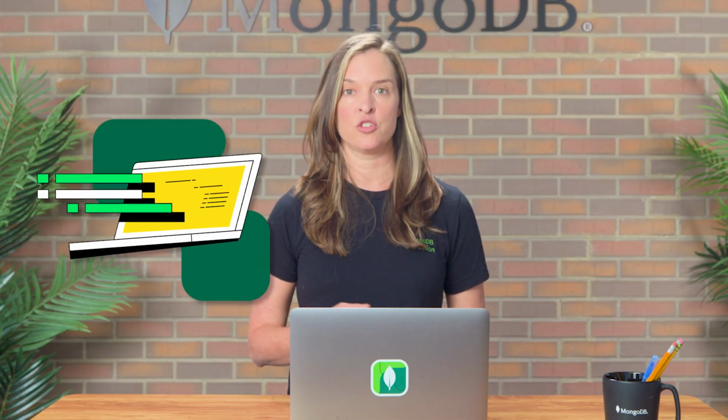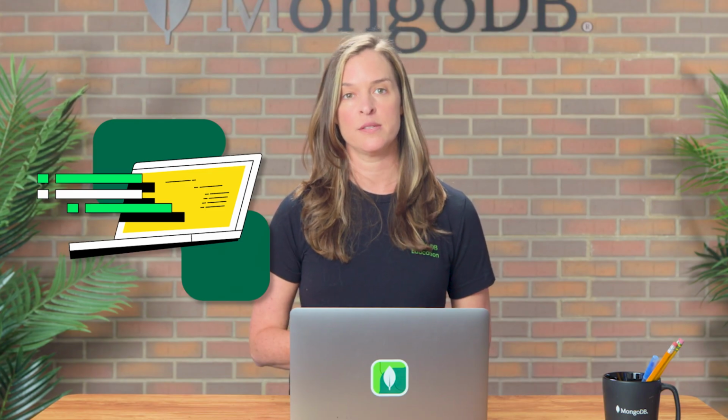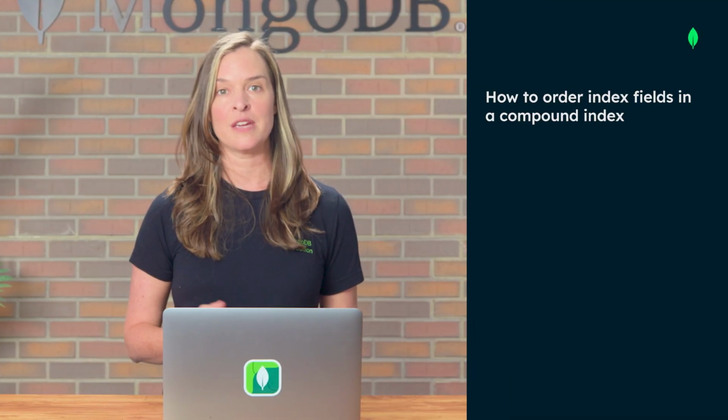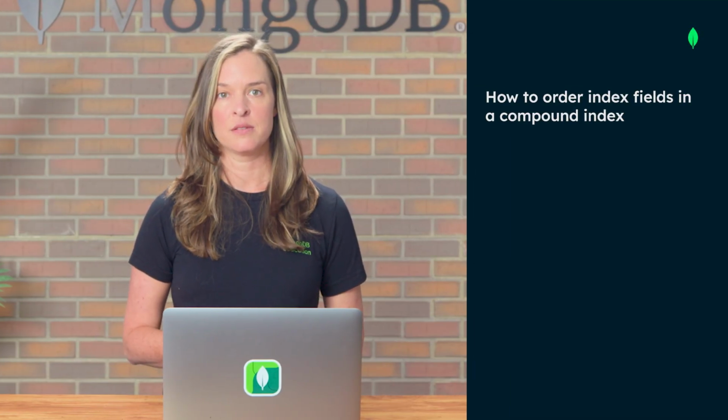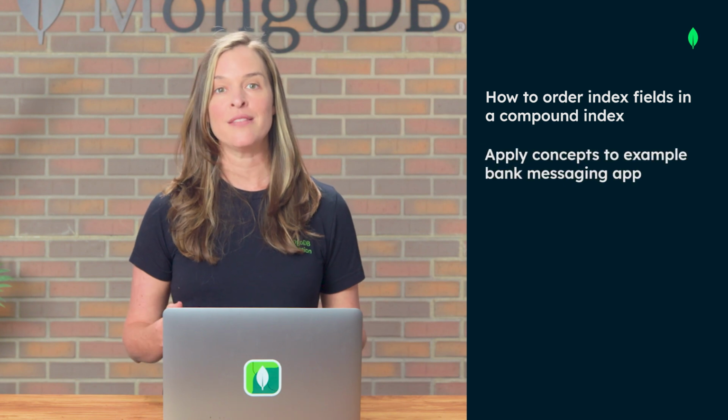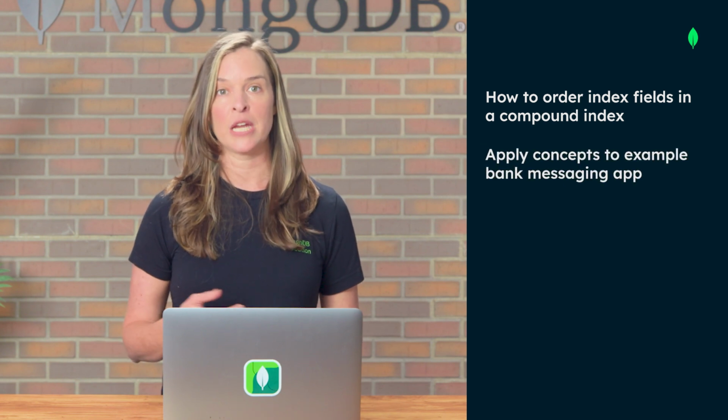So we've identified queries that support key workloads and examined those queries for common patterns and similarities. The next step in designing a good indexing strategy is determining how to structure compound indexes so that they optimally support those queries. In this video, we'll discuss how to order the index fields in a compound index. Then, we'll apply these concepts to our example bank messaging app.